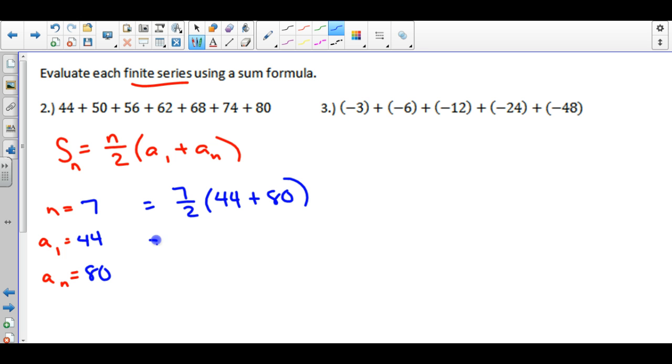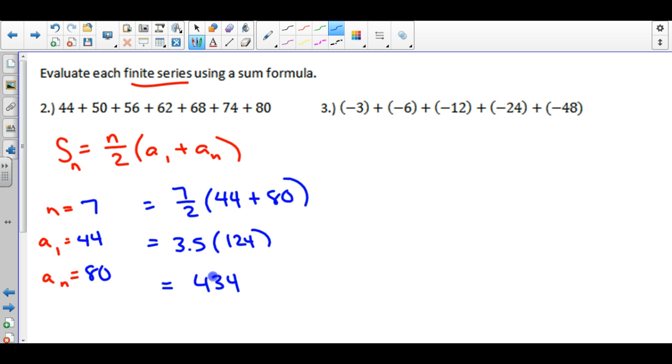So you would want to do what's in the parentheses. First, I will simplify this fraction outside. 7 divided by 2 is 3.5. And then on the inside, 44 plus 80 is 124. So now I'm going to multiply that amount by 3.5, and I will end up with a sum of 434.